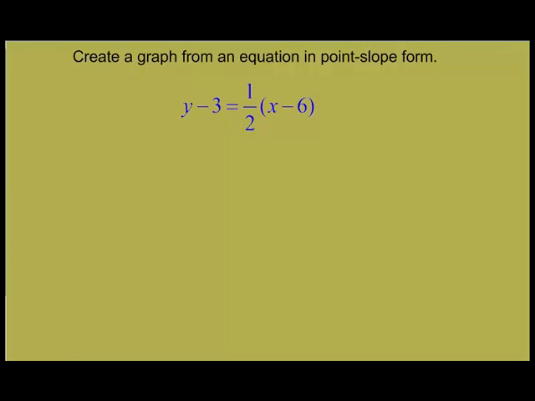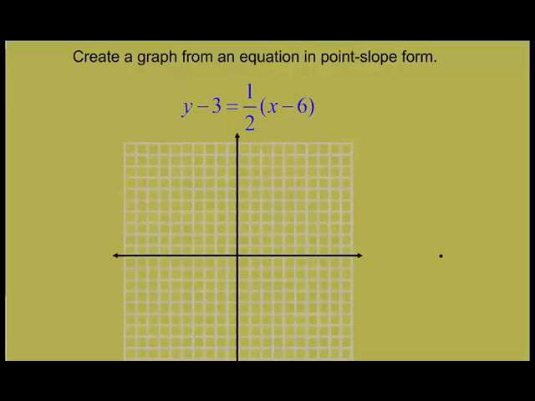Now that we know how to do that, let's see if we can graph these situations. So for the equation y minus 3 equals 1/2 times x minus 6, we want to create a graph. We do that by first starting at the point that's given to us. So in this equation, we've got the point 6, 3. So I'm going to take my point and put it at 6, 3, right there.